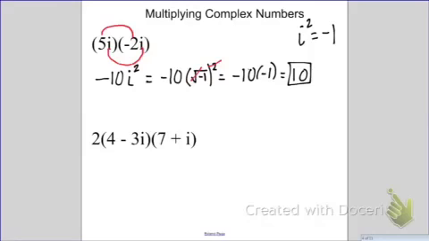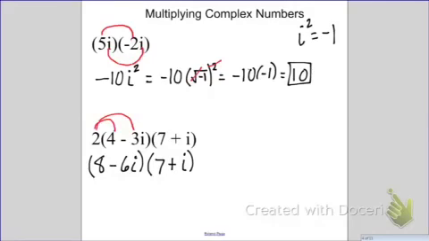Moving on to the next one. This one looks a lot like we would if we needed to FOIL, and that's exactly what we're going to do. You can choose to distribute the 2 now or distribute it later. I think I'm going to go ahead and distribute it now. So let's do 2 times 4 first, and then 2 times negative 3 second. That gives us 8 minus 6i, and all this is still in parentheses, times 7 plus i.